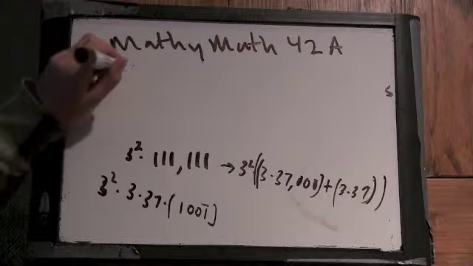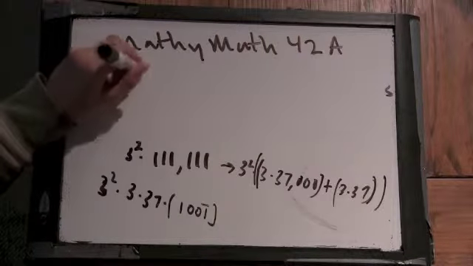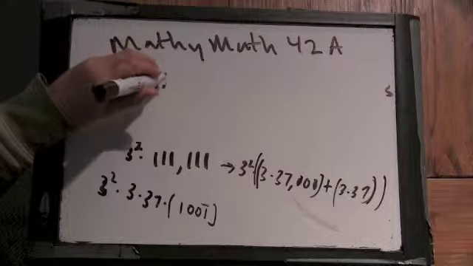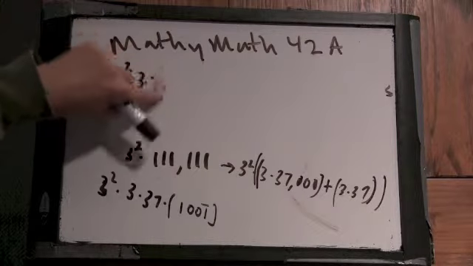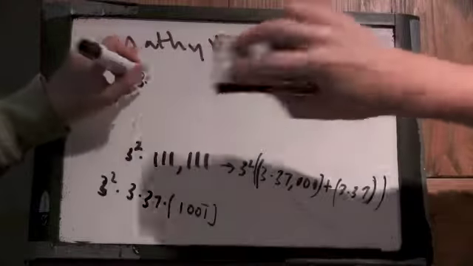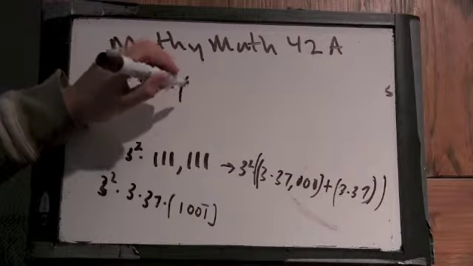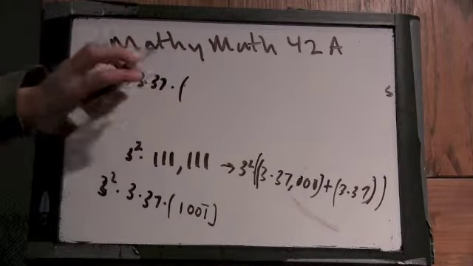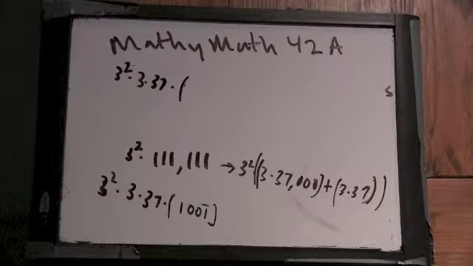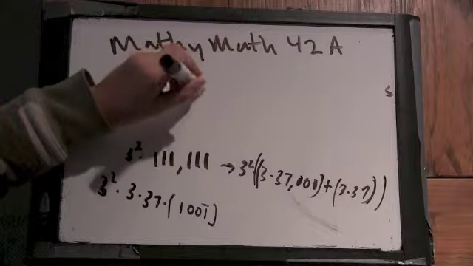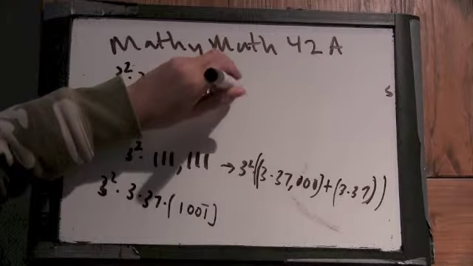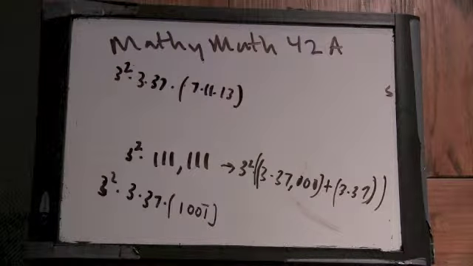So, just 3 squared times 3 times 37 times 1001, and 1001 is 7 times 11 times 13. That's 7 times 143. 7 times 142 is 994. Okay.